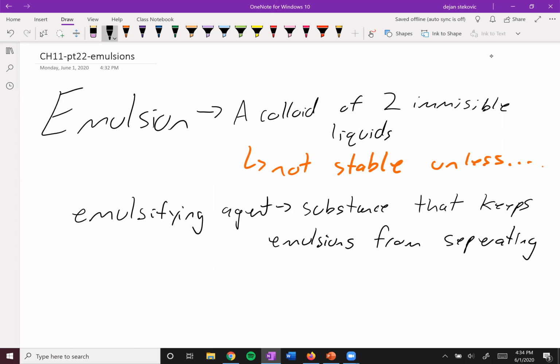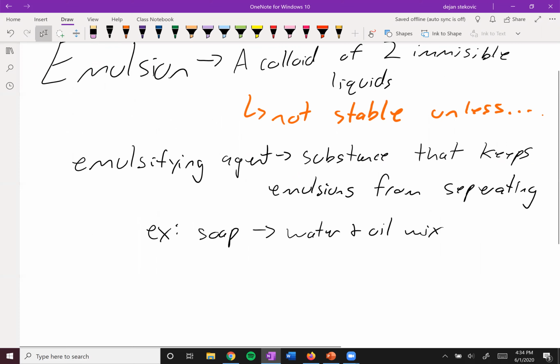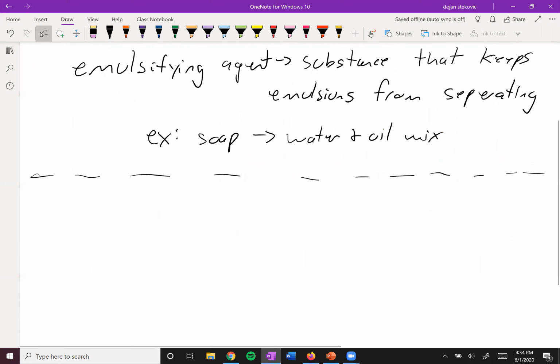A very common example of this is soap. If you add some soap, you can get water and oil to mix. And so what are the properties of these emulsifying agents that they can do this cool stuff? The main property is that they're amphiphilic.